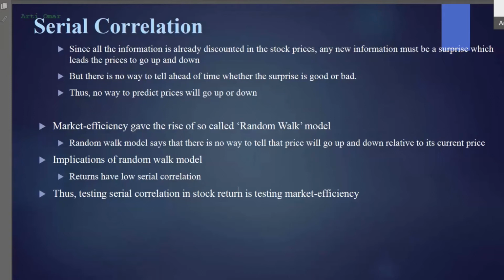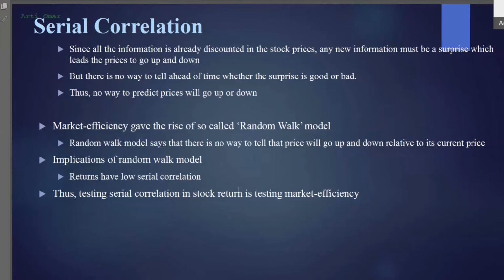We can look at the returns. When we look at the serial correlations in stock prices, we find the returns have very low serial correlations. Thus, testing serial correlation in stock returns is basically testing market efficiency. Market efficiency says everything is there in the stock prices, that means the current stock price depends upon past information, meaning it has a serial correlation. Whereas the random walk model says there is no serial correlation between present and past prices. That is the reason we can't predict future prices. I hope you understand this context.